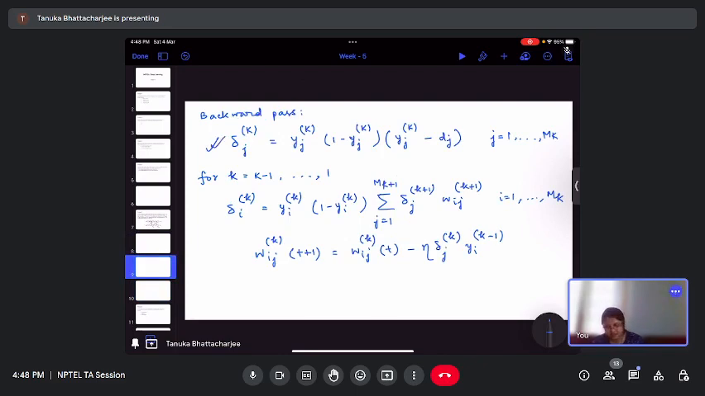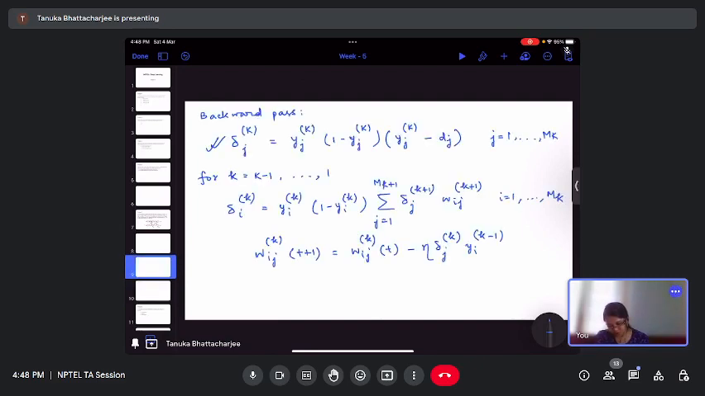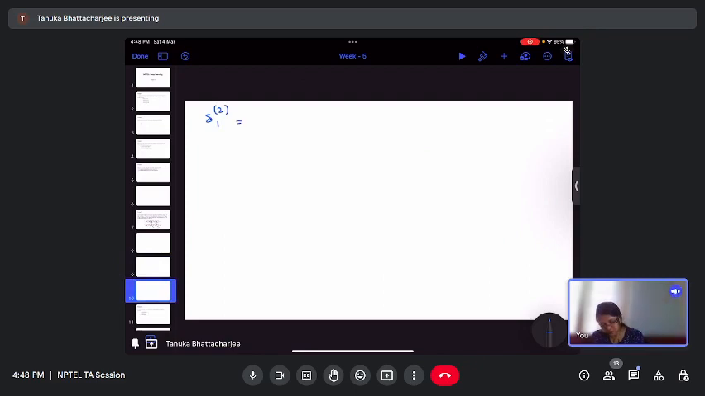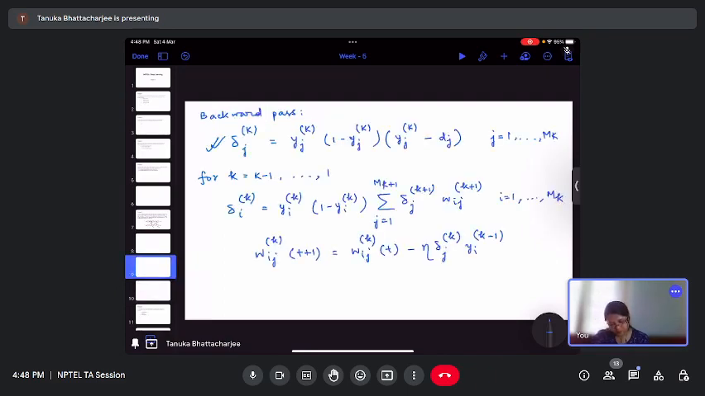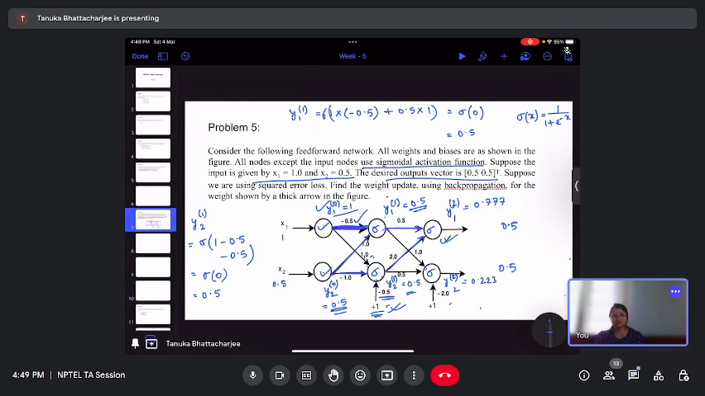Let us first compute delta 1 2, and this is the formula for the last layer. If you put that, here both your j is 1 and k is 2. So it will be equal to y1 2 into 1 minus y1 2 into y1 2 minus d1. This will be for delta 1 2, which is the error at this neuron.